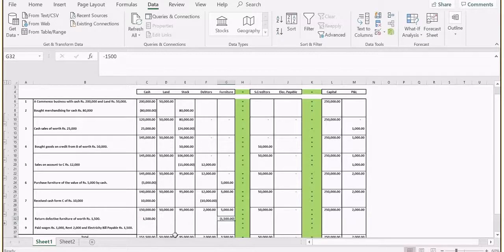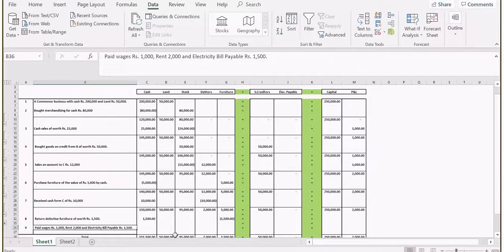So as I said, if there is nothing given in the question, then you need to make an assumption, and then put that assumption as a footnote at the end of the table, which will clarify to the examiner what your thought process was and what your assumption was, on the basis of which you plotted this accounting equation. Okay, the last entry is paid wages rupees 1,000, rent rupees 2,000, and electricity bill payable 1,500.